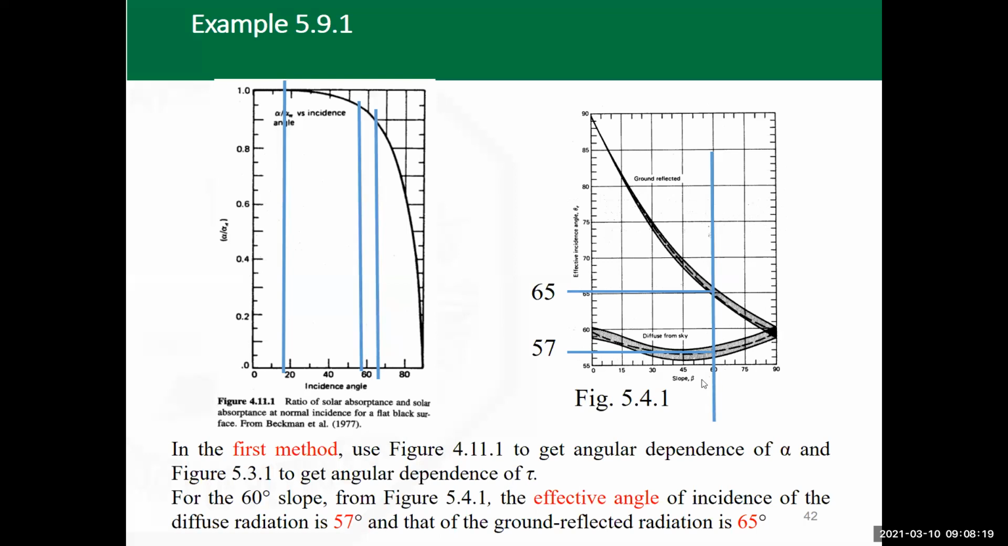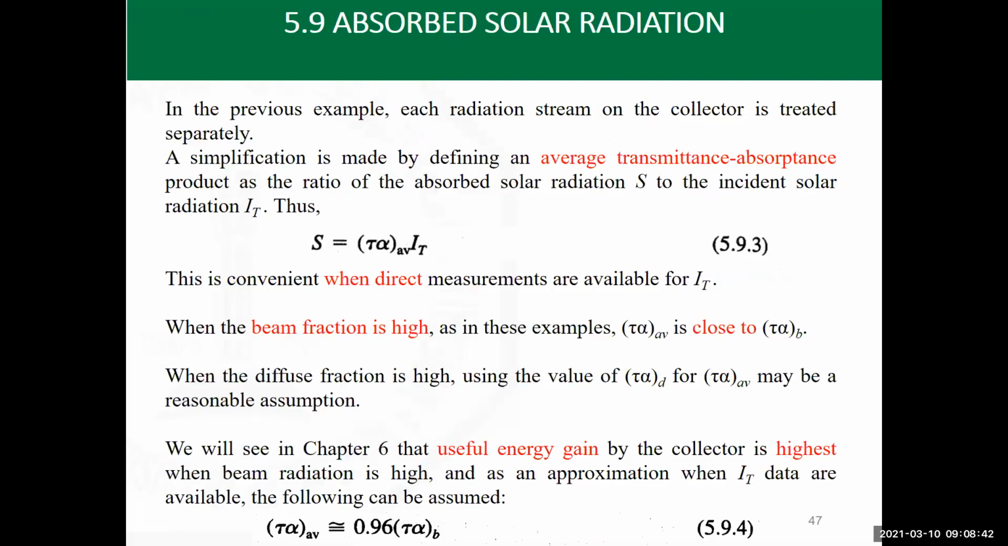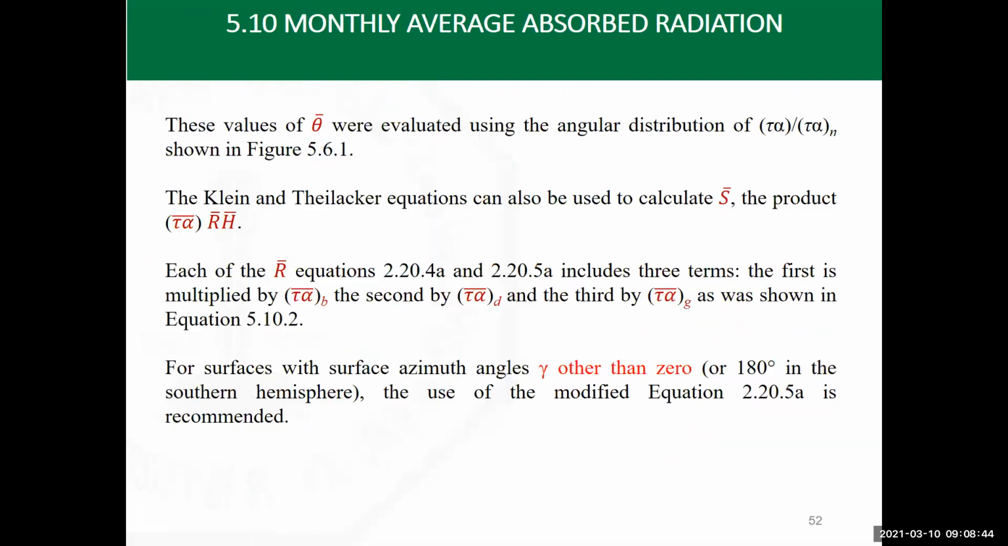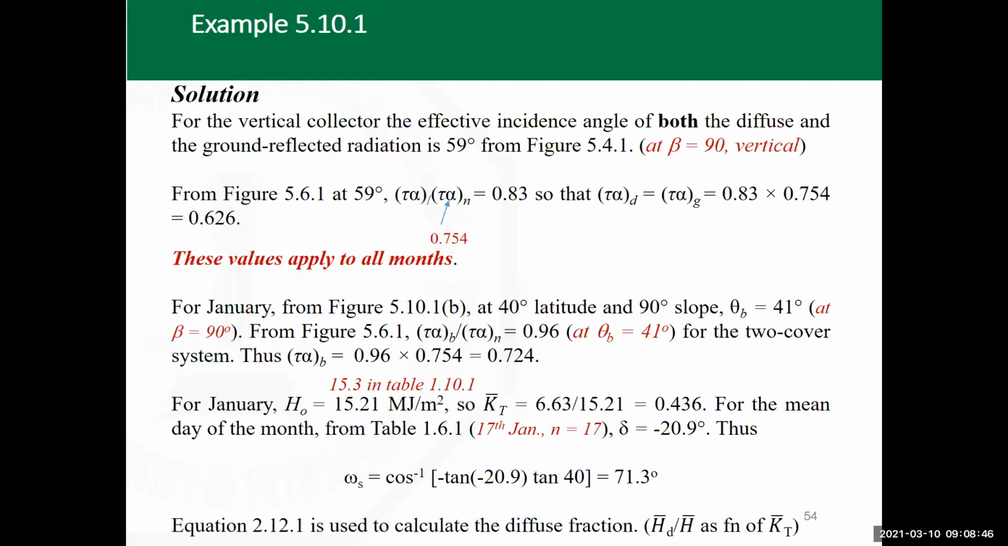When you look at this value, you'll find that this is 55, 56, 57, 58, 59. So the effective angle is going to be 59 for both the diffuse component as well as the ground reflected component. Both of them are meeting at this point. So from here, the value of theta effective for these two components is the same, which is 59.